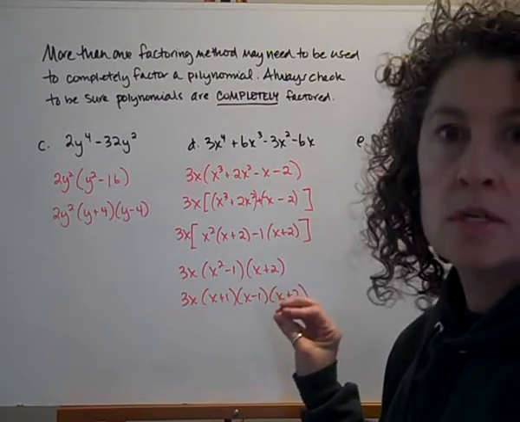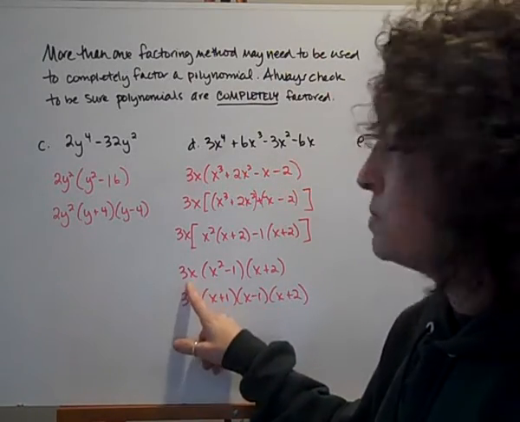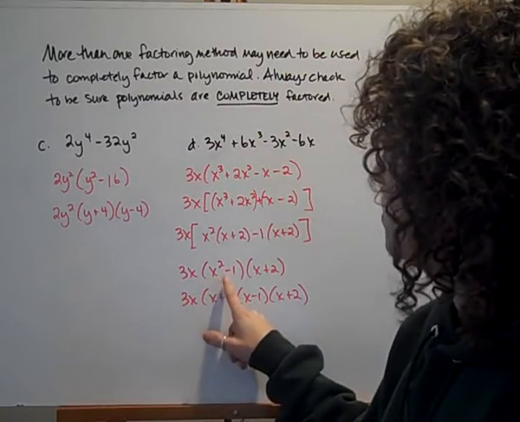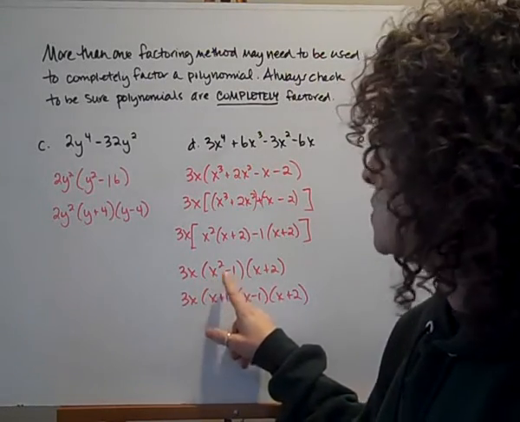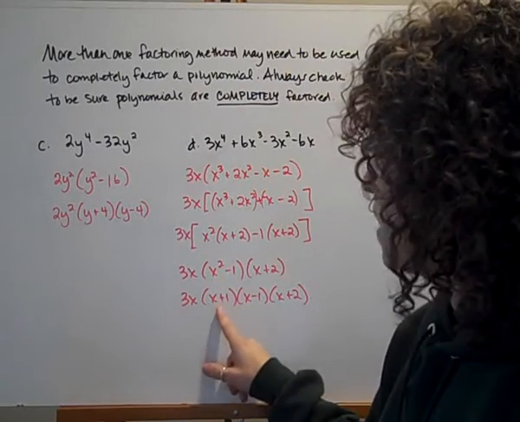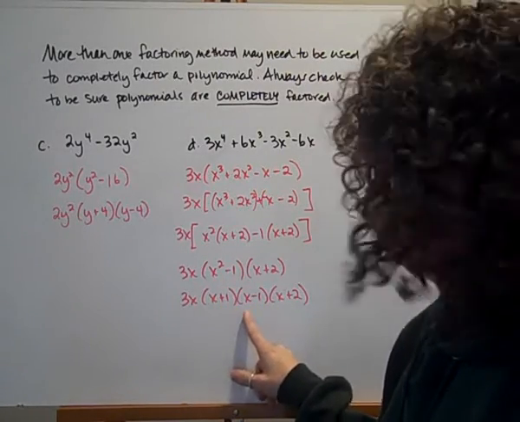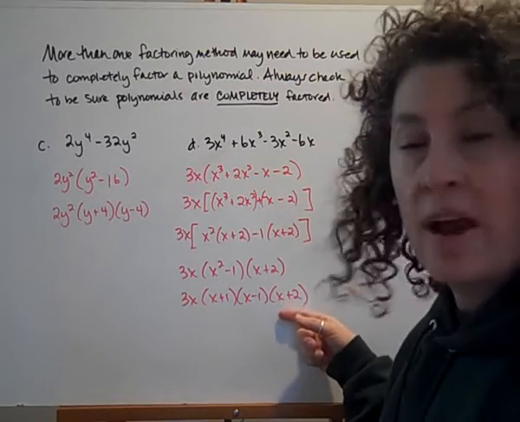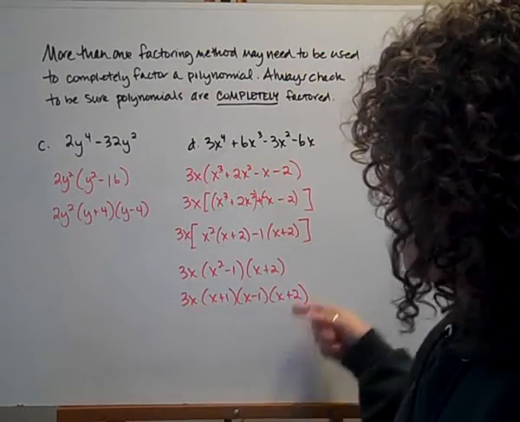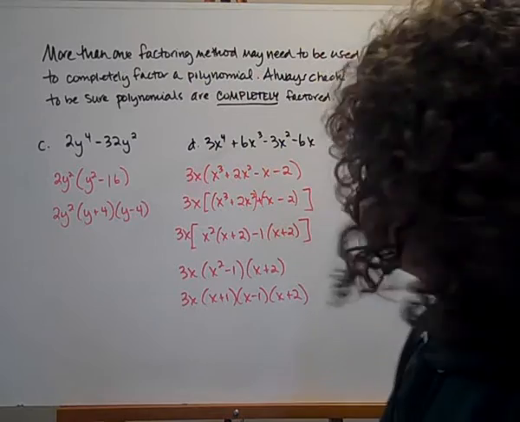Again, I want to check and make sure there's nothing else I can do here. 3x, monomial, I'm done with it. This one, however, is the difference of squares. So x squared is a perfect square, 1 is a perfect square, and it's a difference. So I can break that up into x plus 1, x minus 1. And then my x plus 2, I'm kind of done with that. So when I've finished factoring it, I've actually ended up having 4 factors for that one.